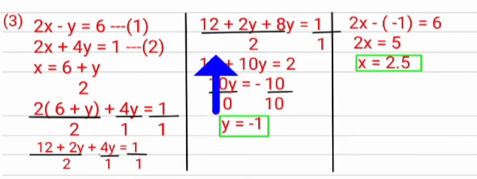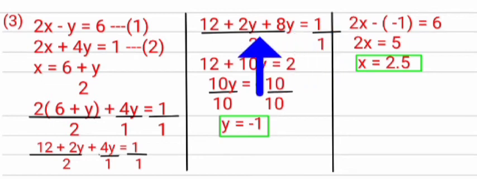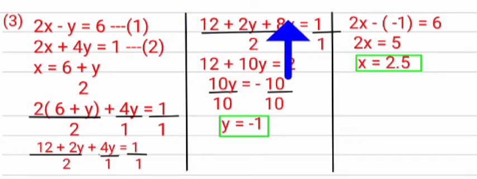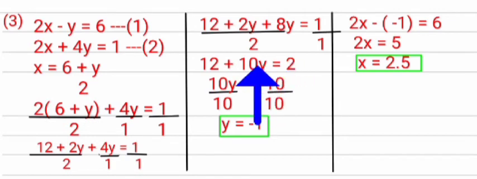So what do we need to do after this? Basically, we need to simplify. This will give you 12 plus 10y is equals to 2. And how do we get that? After cross multiplying, we now simplify, because 2 times 1 will give you 2, and the whole of this times 1 will still give you the whole of this. So after that, we simplify and we're going to have 12 plus 10y is equals to 2.